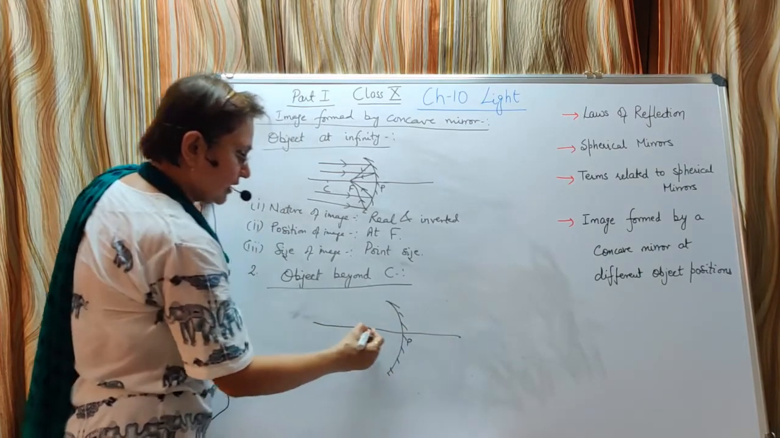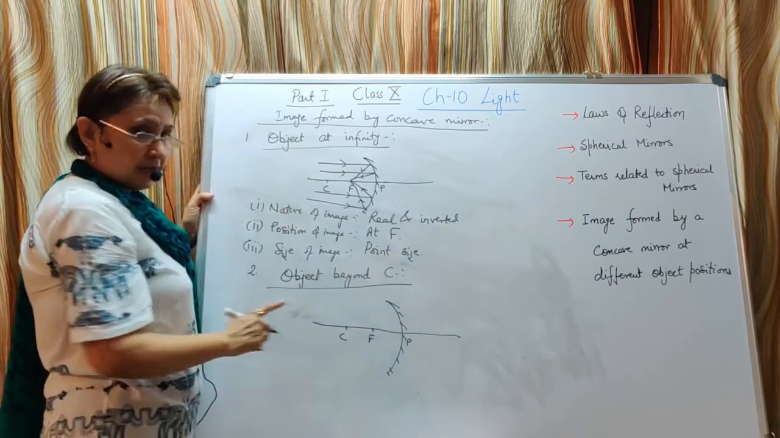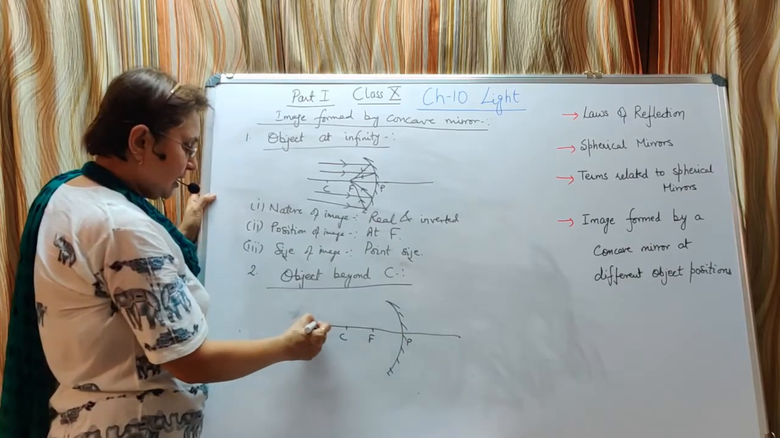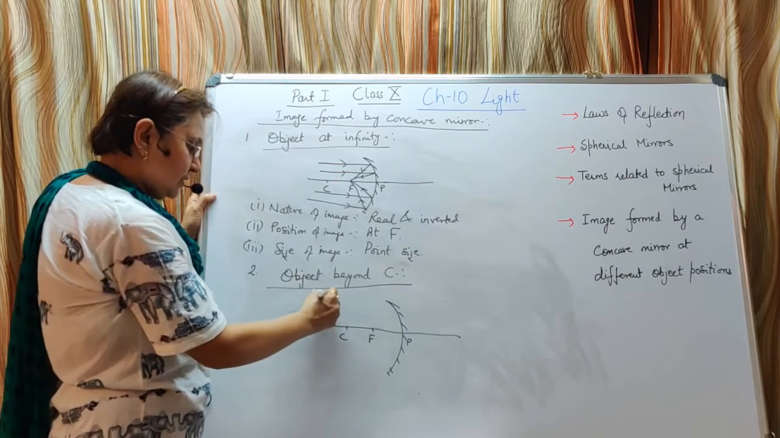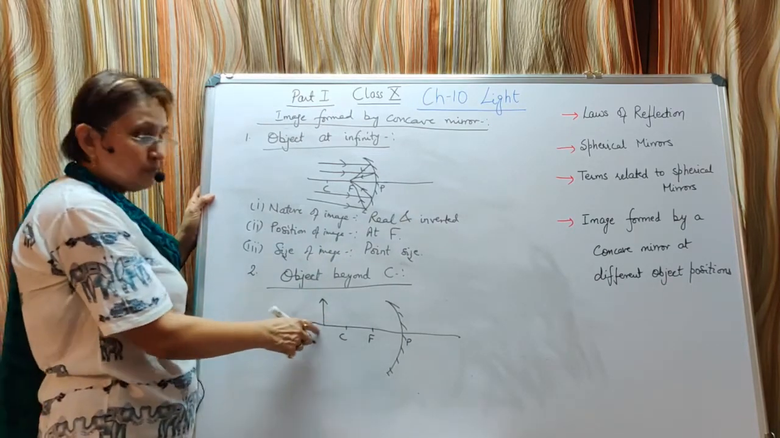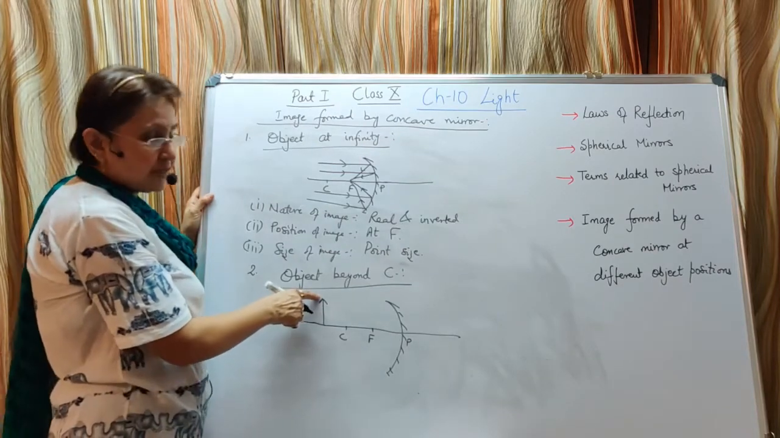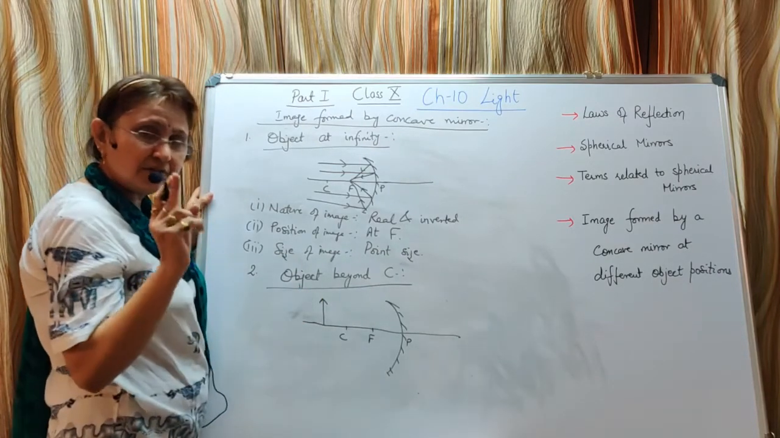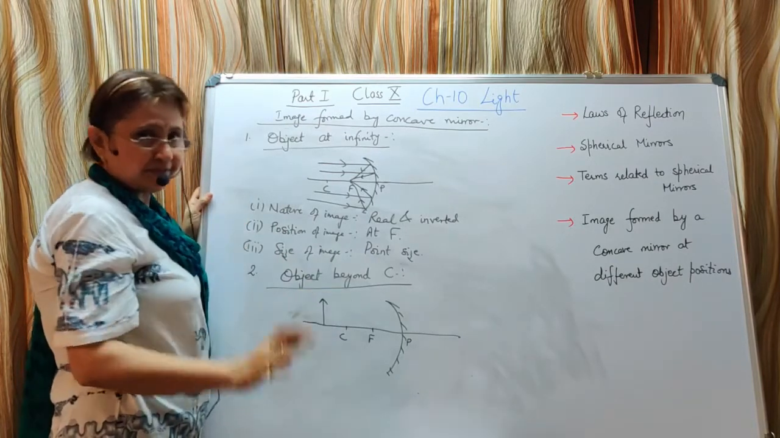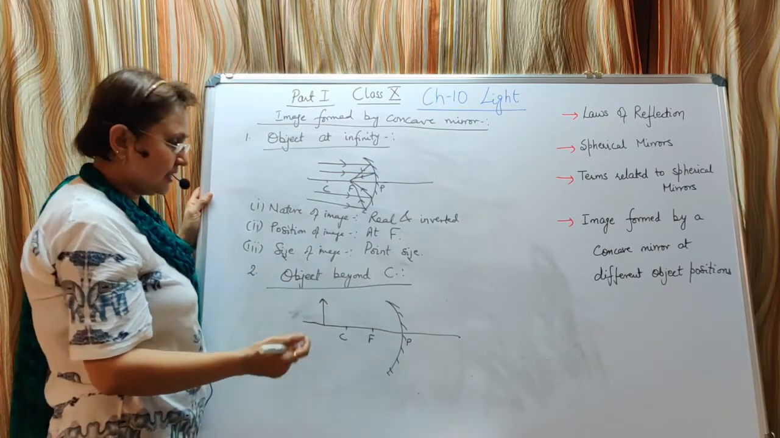This point is called the pole, and you will draw the figure in such a manner that F should be the midpoint of P and C. Now the object could be seen. So this is the needle shaped object which is placed beyond the center of curvature. A number of incident rays could be drawn from it, but here we will consider only two rays. Two incident rays, we will reflect them according to the rules. Wherever the reflected rays meet, there the image will be formed.